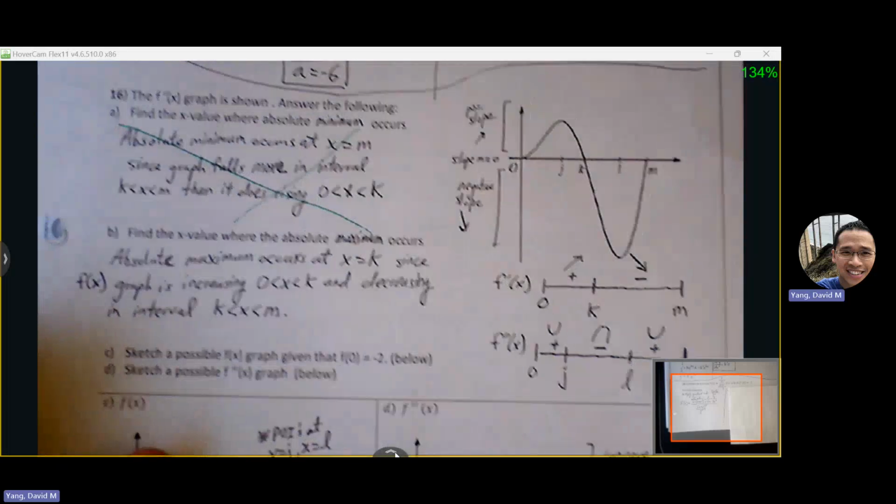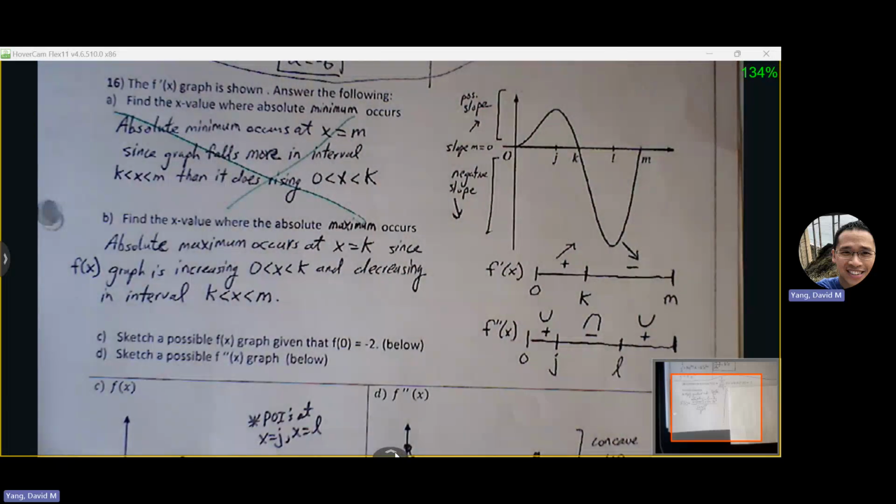So the absolute max occurs at x equals K since our function is increasing from 0 to K and decreasing after that. So there's only a rise and a fall. So that maximum is going to end up being the absolute maximum.